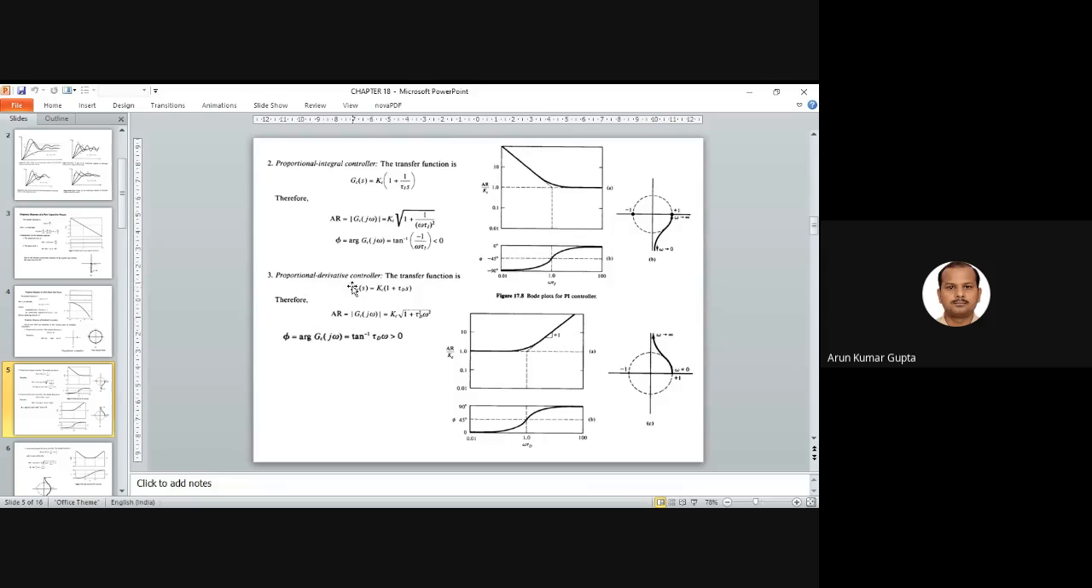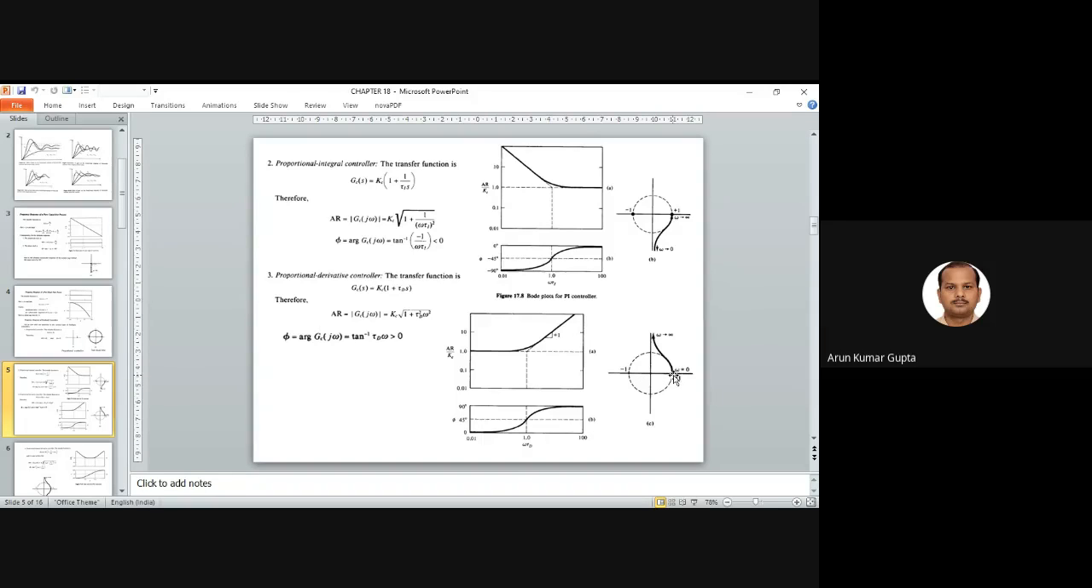We have a proportional derivative controller. For the PD case, the amplitude ratio is given by Kc times the square root of 1 plus tau d square omega square, and phi equals tan inverse of tau d omega. As omega goes to 0, this is only Kc. As omega goes to infinite, this will be infinite. At omega 0, the phase angle is 0, and at infinite it is 90. So at 0, the phase angle is 0.